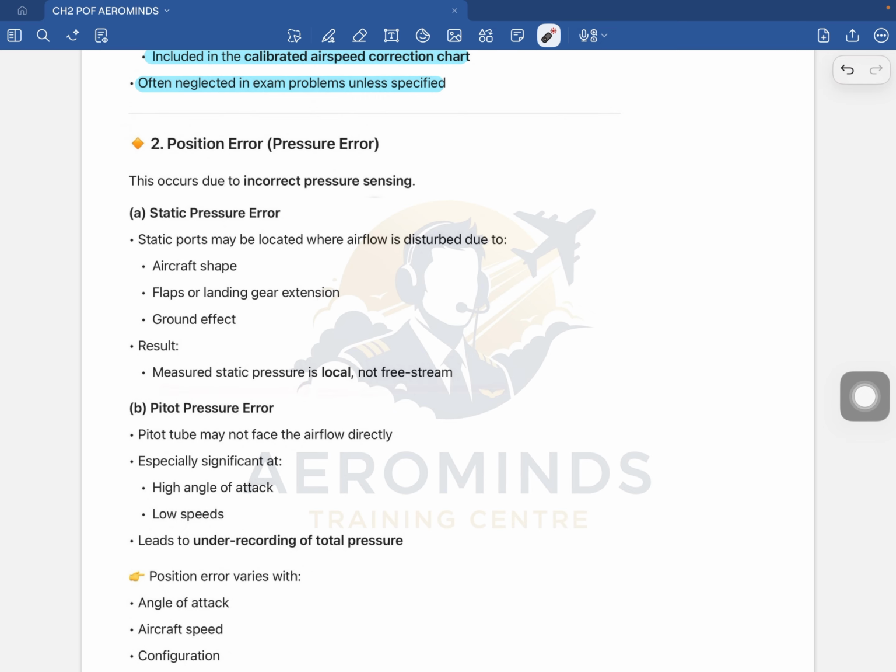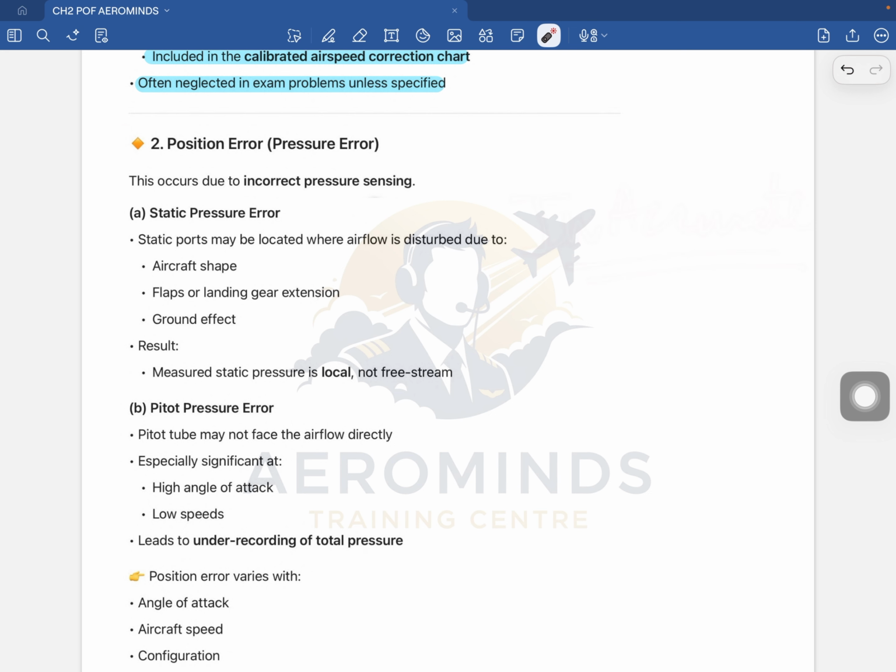Now because of this disturbance, the static pressure at the static port is not the true ambient pressure of the free air. It is the local pressure which is disturbed. Now, when the ASI is using this incorrect static pressure, what will happen? The airspeed indication will become very inaccurate. I hope you guys get it. So it will get inaccurate.